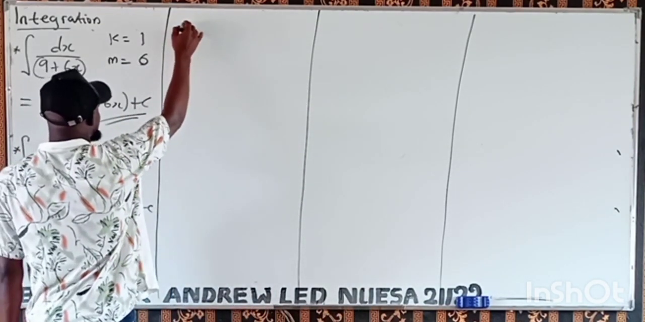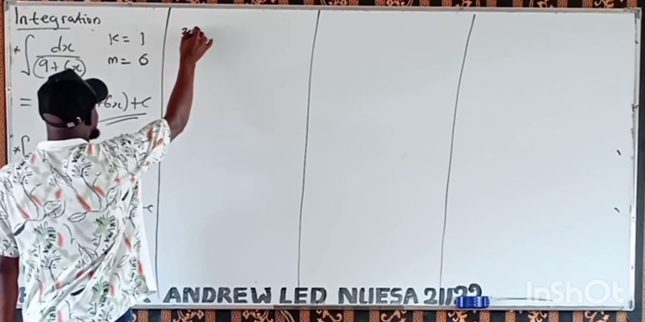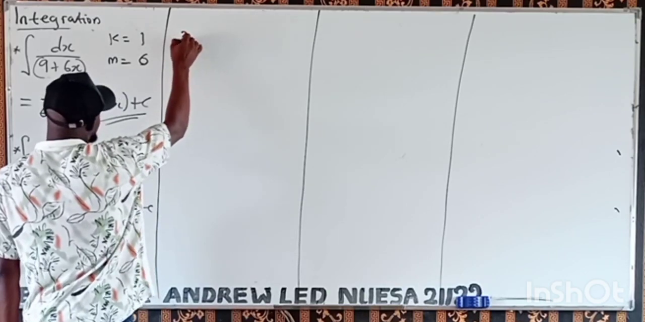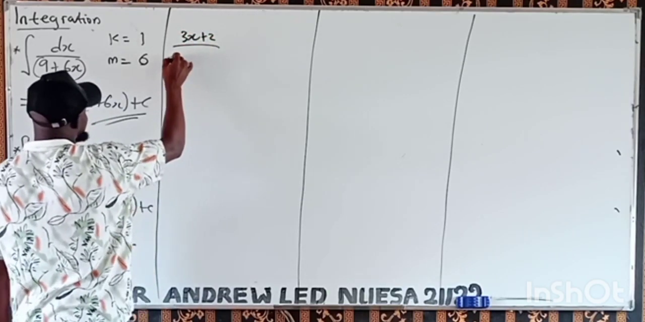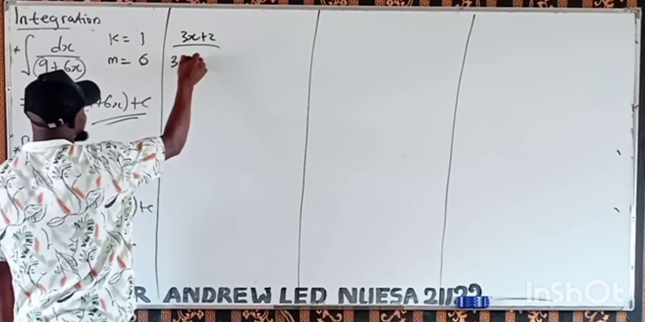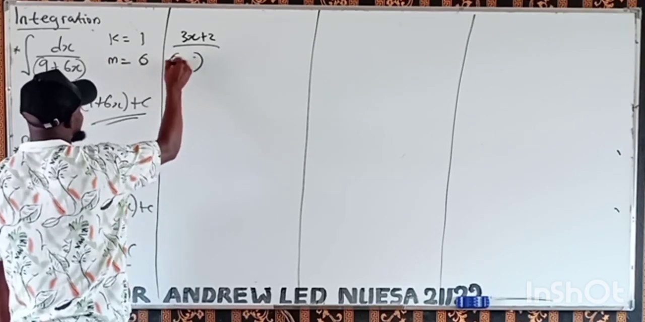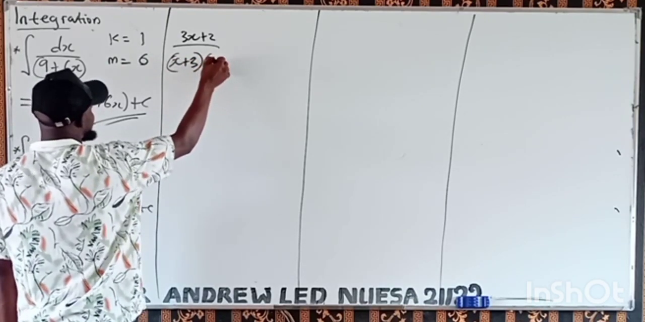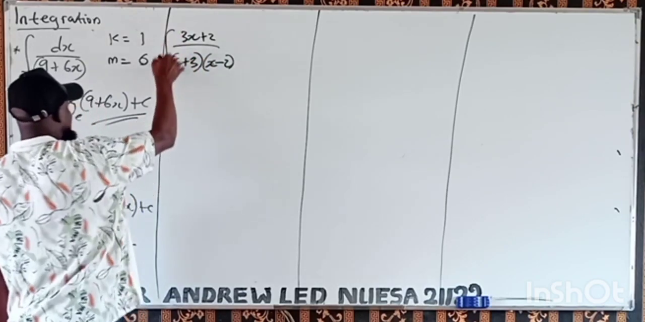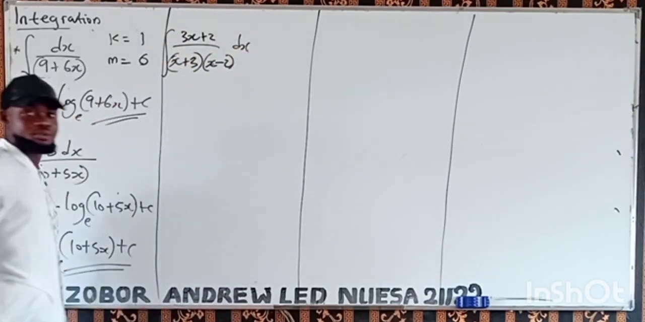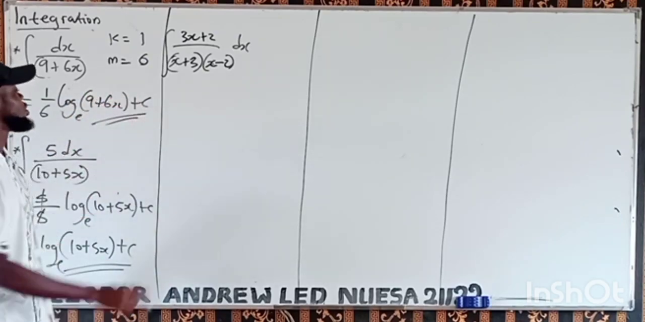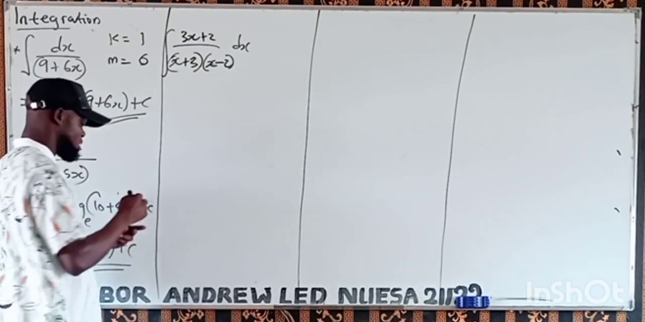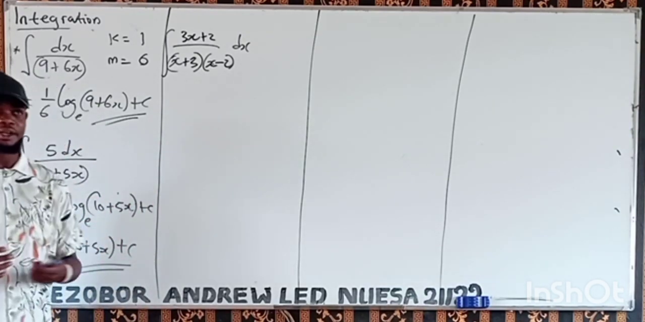Remember, if I have a question under partial fraction, let's say I have 3x plus 2 all over s plus 3 times s minus 2. That's what I say: integrate it with respect to x. So how do you do this? What you do, you first of all resolve this into partial fractions.